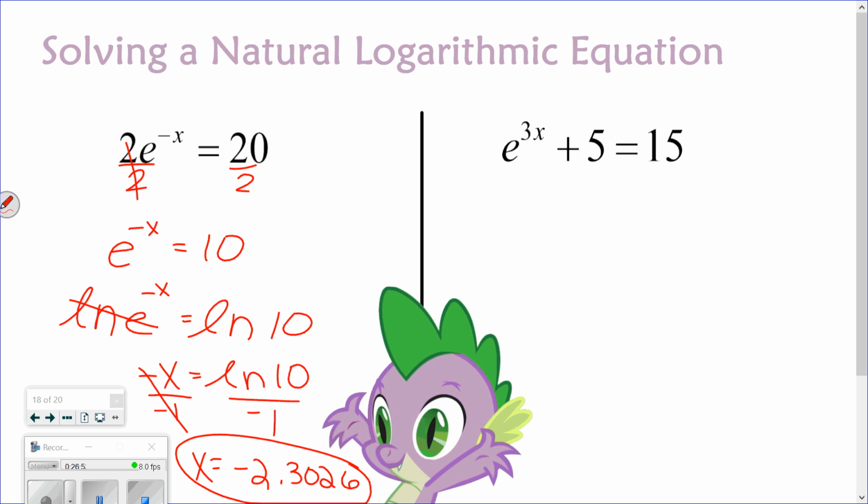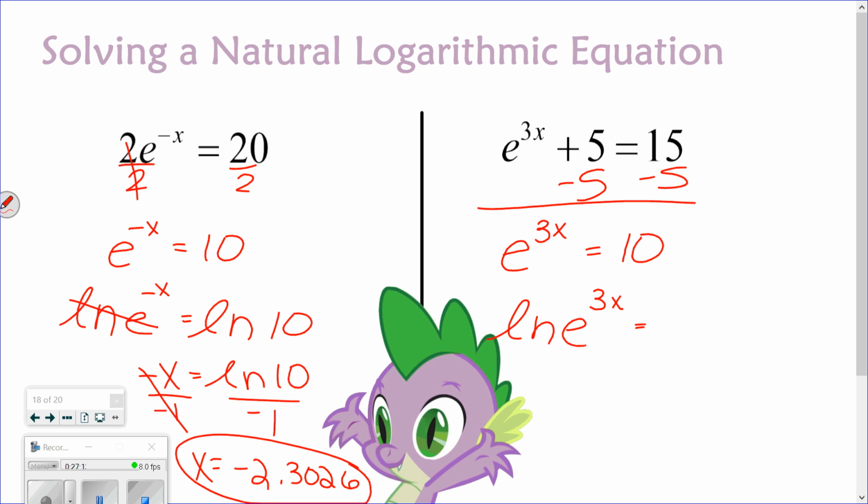All right, and then the last problem, what should I do first? Minus the 5. So e to the 3x equals 10. If you see an e, you know you have to use what? ln, natural log. So natural log of e to the 3x equals natural log of 10.